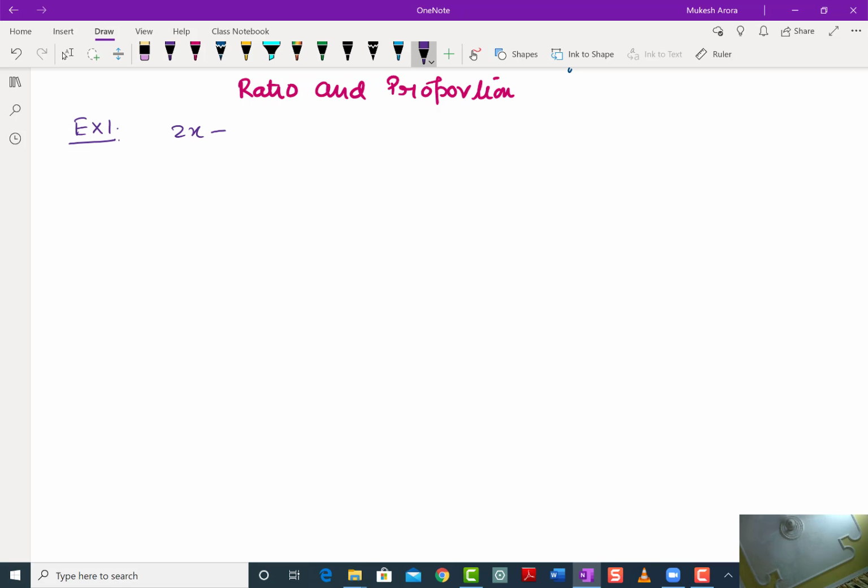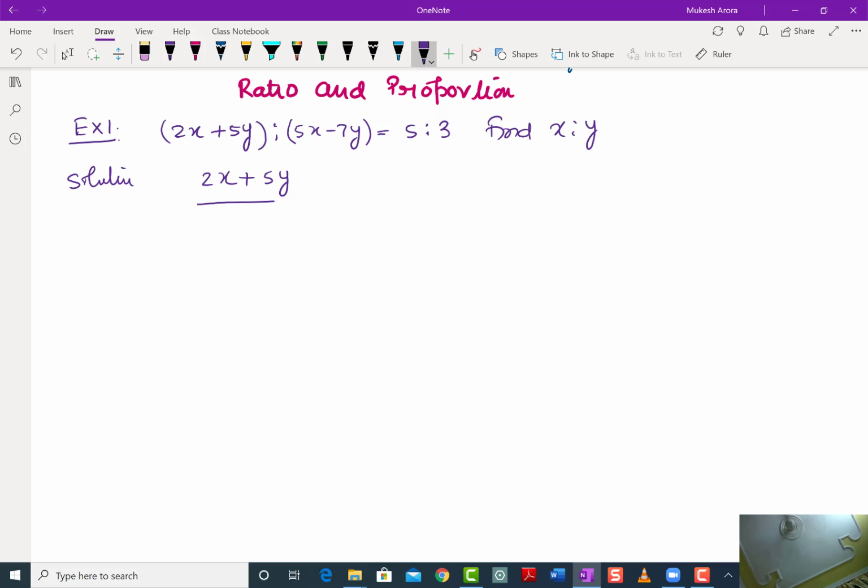So today we'll do a few more sums. The first sum today is: 2x plus 5y ratio 5x minus 7y is equal to 5 ratio 3. Find x ratio y. Solution. First of all, we'll write that 2x plus 5y upon 5x minus 7y is equal to 5 by 3. As we see from the question, we are left with no option, only to do the cross multiplication.